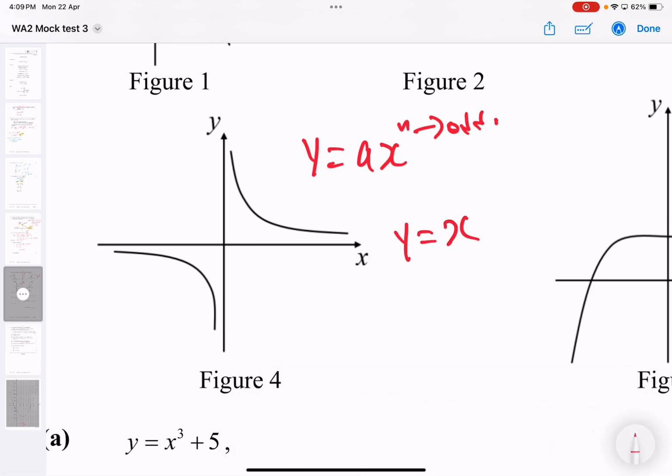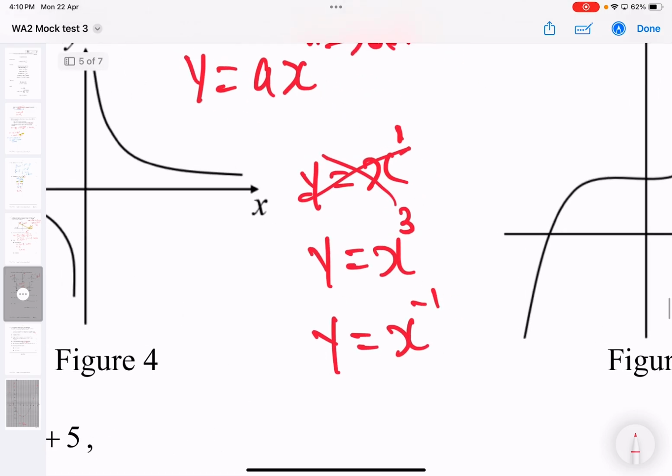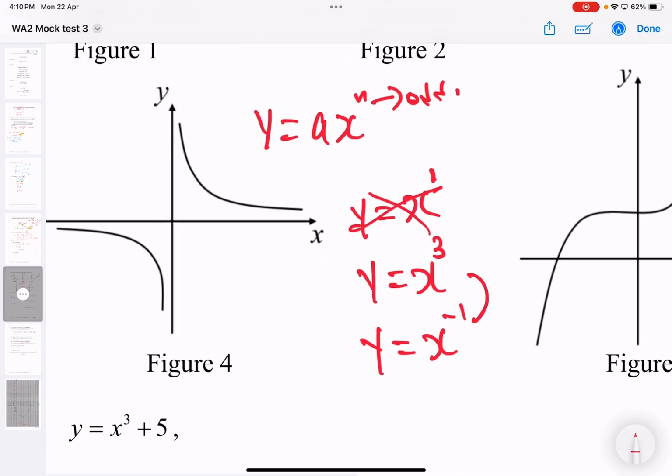Can it be y equals x? This is odd, to the power of 1. Does this look like the graph of y equals x? If it's y equals x, it is going to be a straight line, because this is of the form y equals mx plus c. So definitely not. What other odd powers can we have? Y equals x cubed. This is a contender. We know that this cannot be. This is odd. Okay. What other odd numbers do we have? Y equals x to the power of negative 1. Okay. So really, we only have these two that we have learned so far. So which one do you think it is?